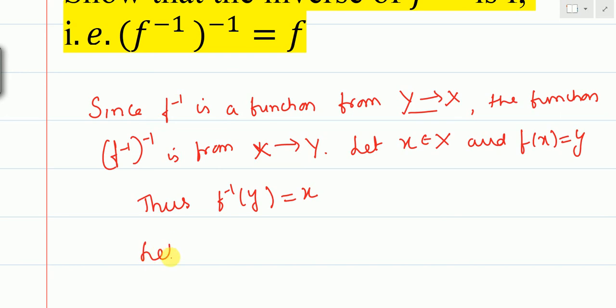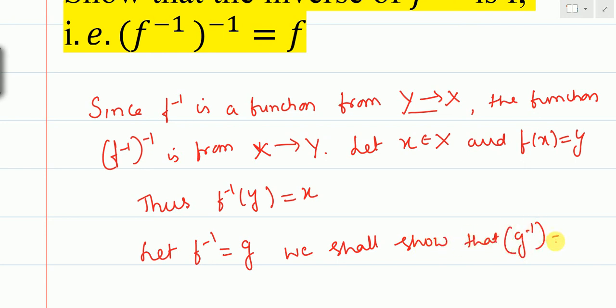That is, let F inverse be equal to G. Now we shall show that G inverse is equal to F. That is, we prove that the inverse of F inverse is F.